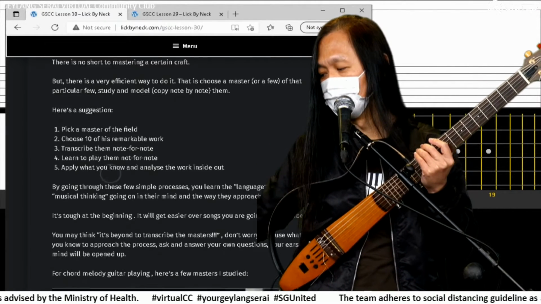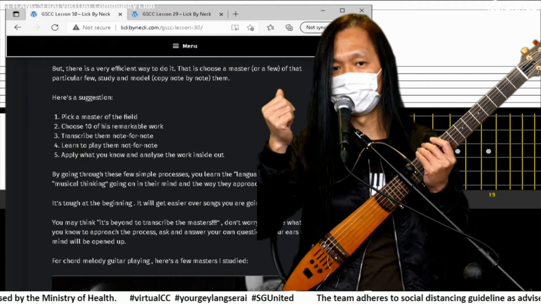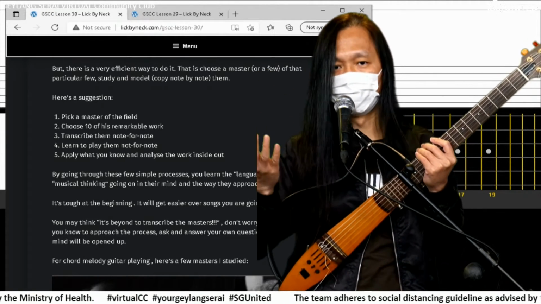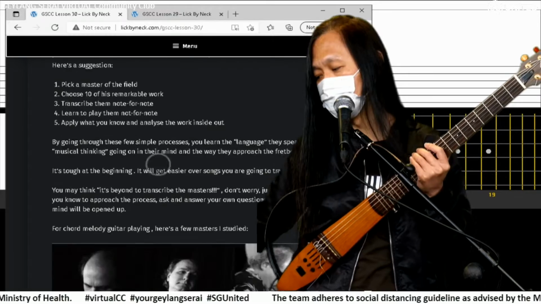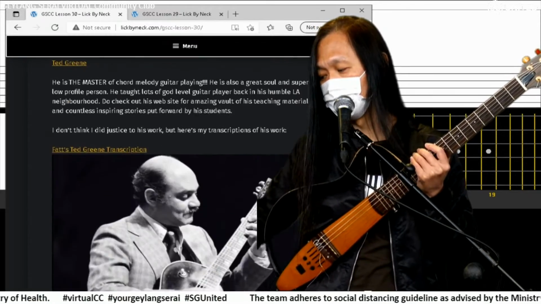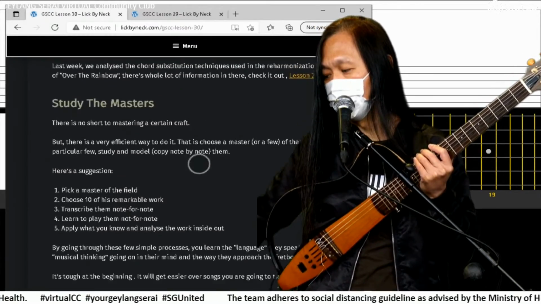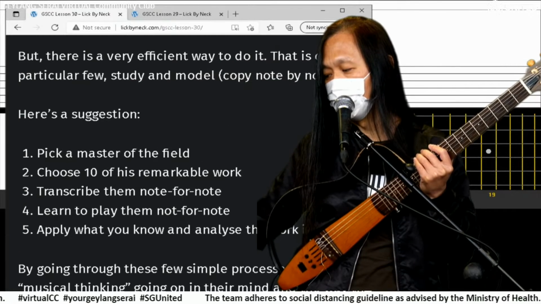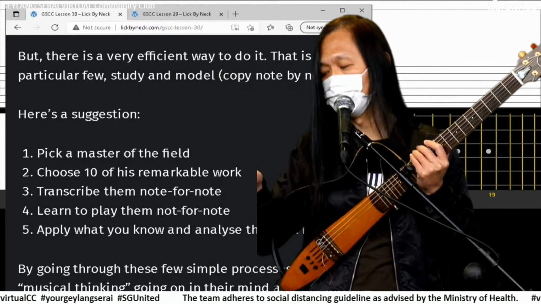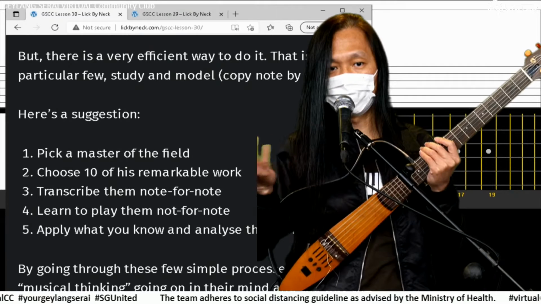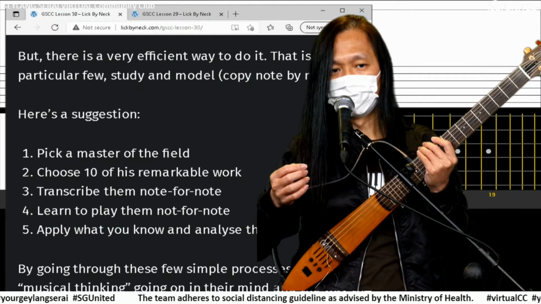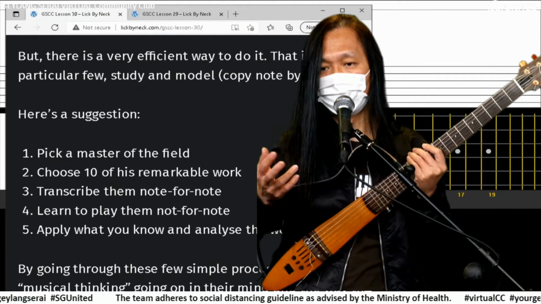First of all, you pick something, for example, for chord melody or solo guitar. I would say maybe Ted Greene is a master, and Joe Pass. Then you can choose one of the masters. Then you choose 10 of his remarkable works, or 10 of their works that you like.